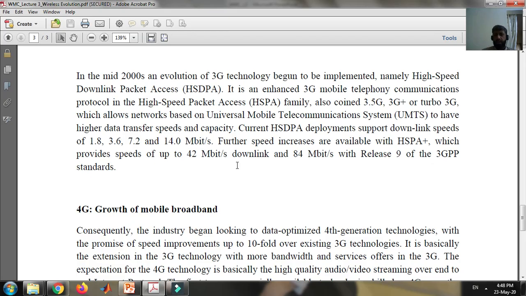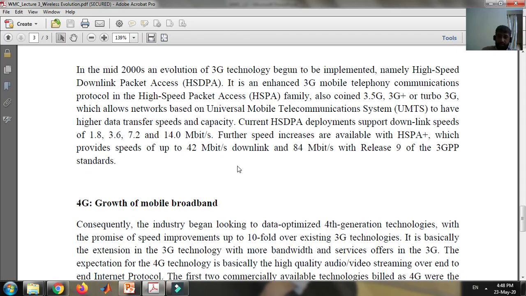The HSDPA developments supported downlink data rates of 1.8 up to 14 megabits per second, and then further evolution to HSDPA plus was capable of providing downlink data rates from 42 megabits per second to 84 megabits per second.